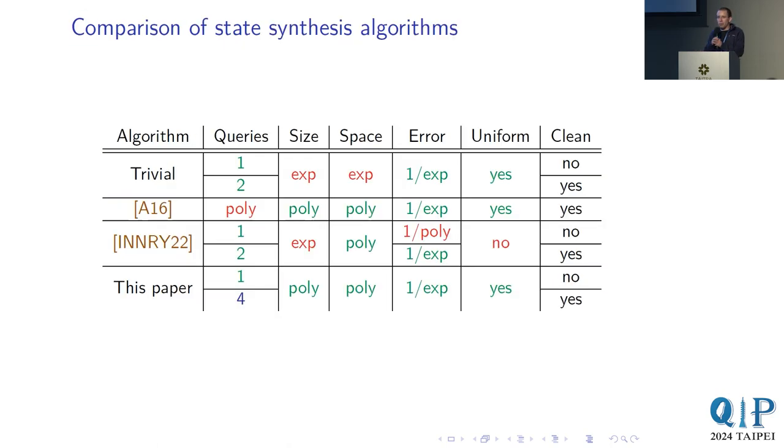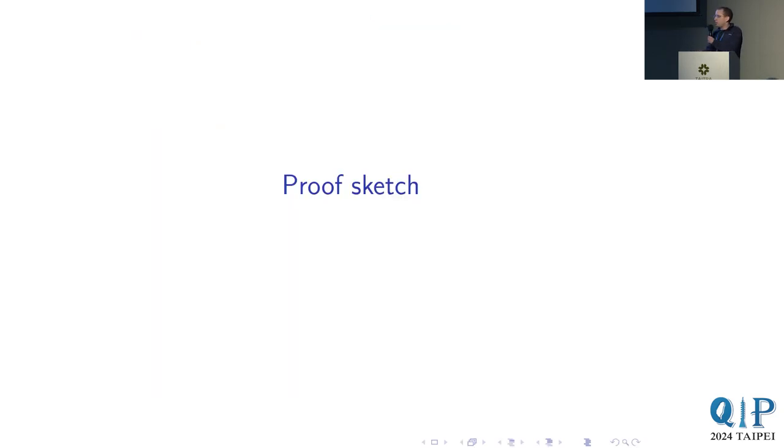So here's a table that compares all of the algorithms I just talked about. You see that up to the exact number of queries in the clean version, this is a common improvement on all previously known state synthesis algorithms. So now I'm going to briefly talk about the proof of this theorem and what the algorithm looks like.